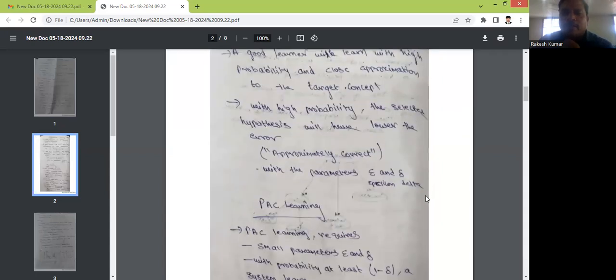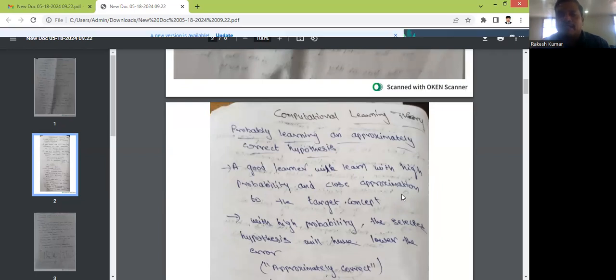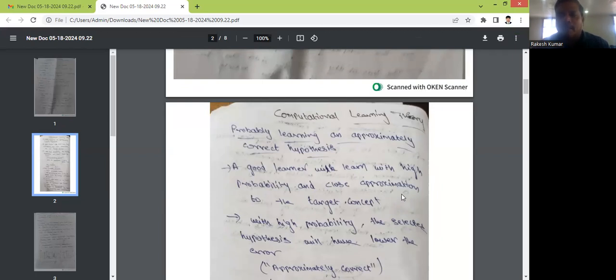PAC is probably approximately correct. We call it probably approximately correct in computational learning theory. So here we call it PAC. PAC is nothing but the probably approximately correct hypothesis. So what do we mean by a hypothesis?